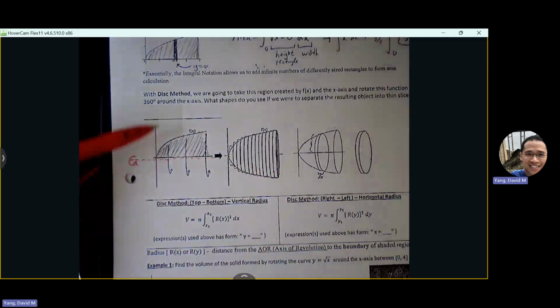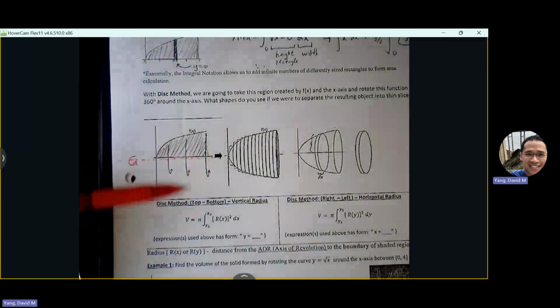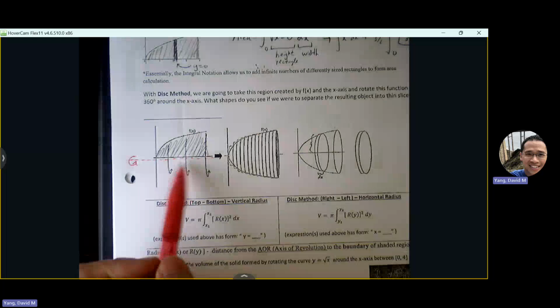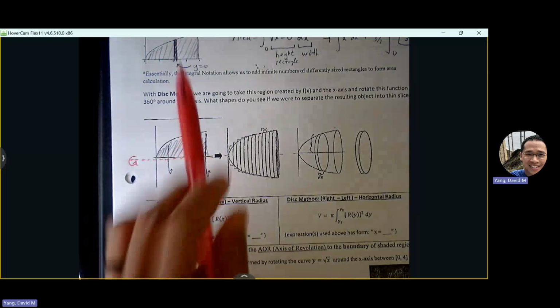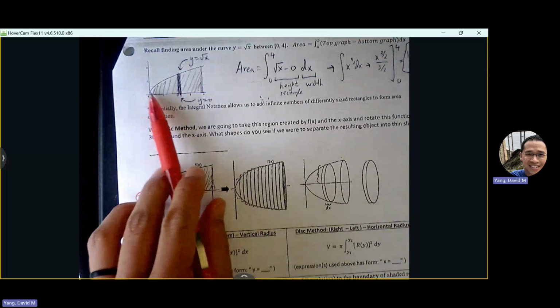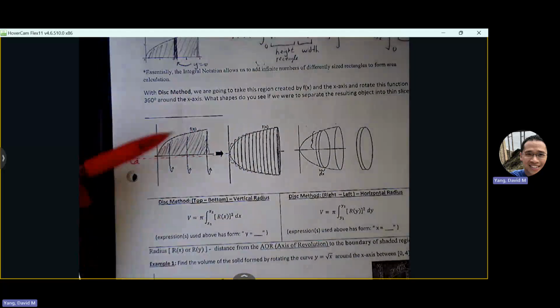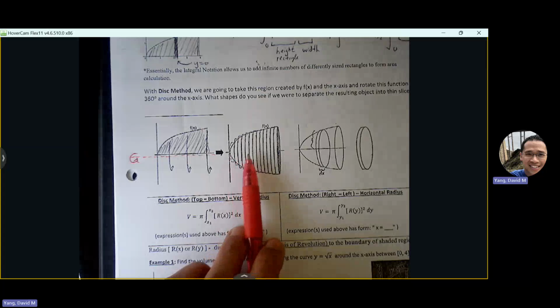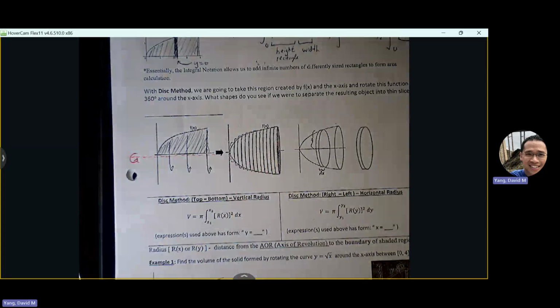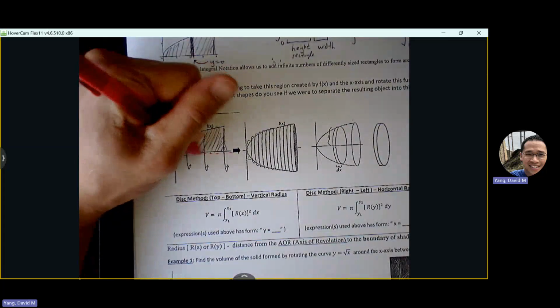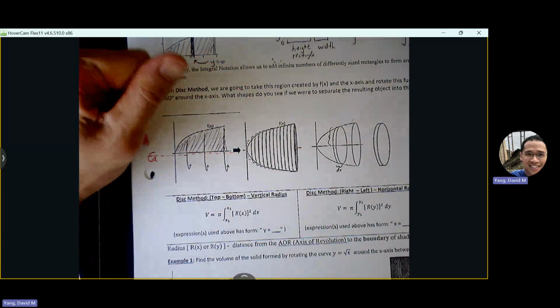So as the rotation occurs, we're basically creating these circular discs or this circular bowl, right? And the idea is that, just like how we can think of this shaded region as the sum of infinitely thin rectangles, we can think of this bowl-shaped object as the sum of infinitely thin areas of circular discs. Okay. So we're also going to draw a distance from the edge, or from, we call this the axis of revolution.